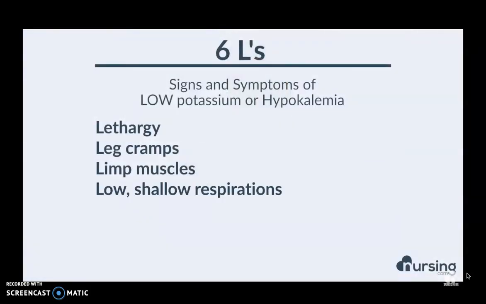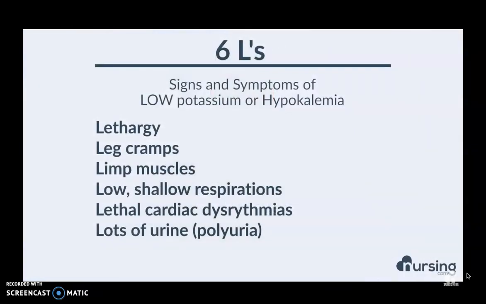The next L is for low, shallow respirations. Patients with hypokalemia may exhibit this sign. Next are lethal cardiac dysrhythmias, and this one is really important. Anytime we're messing with electrolytes, it can really mess up that electrical current in the heart, and we want to make sure that our patient's not having any problems there. So if they are exhibiting this sign or symptom, make sure you check out their potassium and see if there's anything going on there. And the last L is for lots of urine, meaning polyuria. Anytime a patient is excessively urinating, the potassium can sometimes get lost in that. So make sure that you're monitoring your patient's potassium levels.